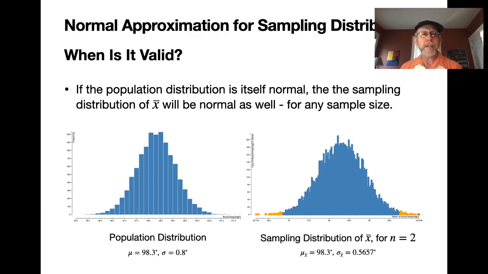Now notice this doesn't mean the sampling distribution is the same as the population distribution. It just has the same shape. The standard deviation of the sampling distribution we know is different than the standard deviation in the population, and you see that reflected here. In the population, the standard deviation is 0.8 degrees, but in the sampling distribution, it's going to be the population standard deviation divided by the square root of the sample size. And that turns out to be 0.5657 here. So the two distributions are normal, but they don't necessarily have the same means or standard deviations.